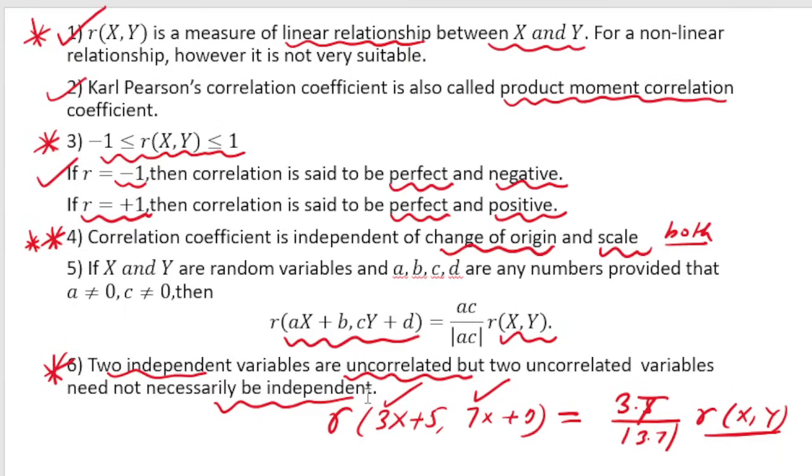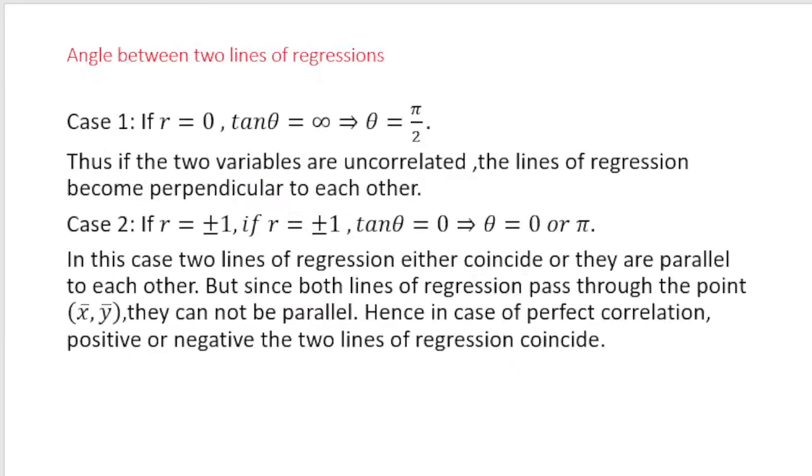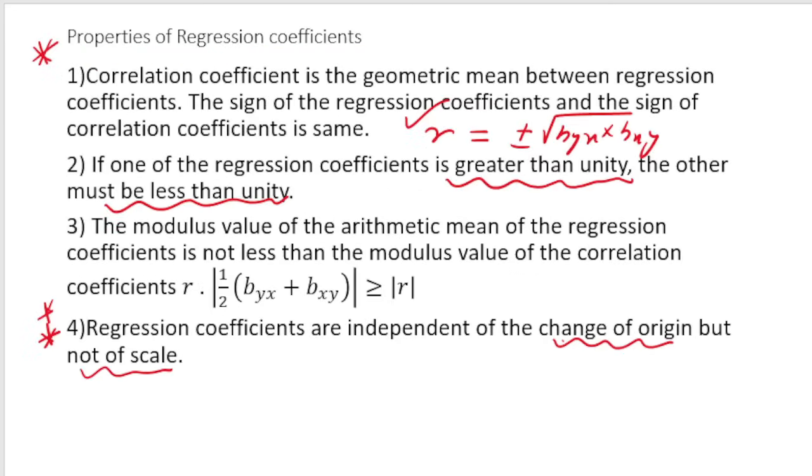You see it is written that the correlation coefficient is independent of change of origin and scale both, but the regression coefficient is independent of change of origin but not independent of change of scale. So keep this in mind.